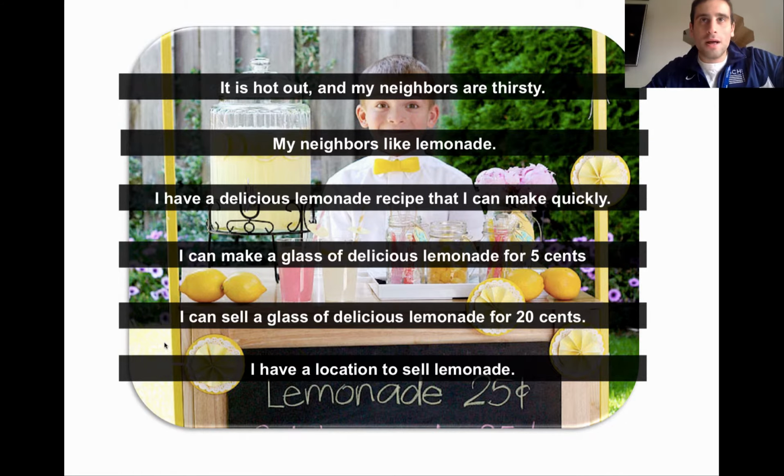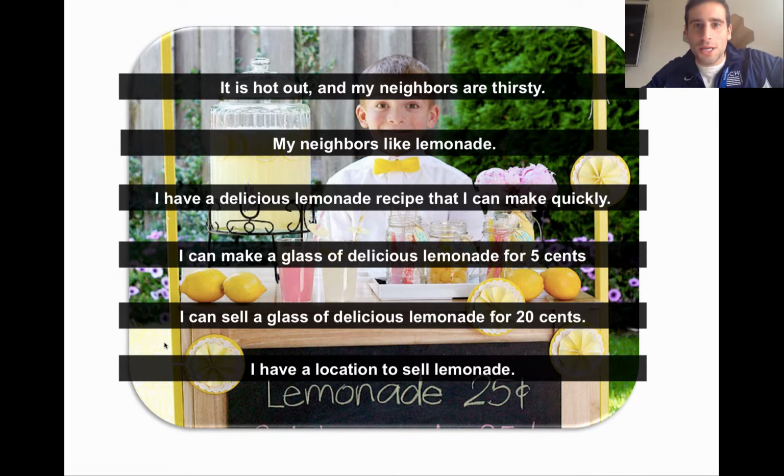How would he test them? Well, it's hot out and my neighbors are thirsty. That's pretty straightforward. Look at the temperature. My neighbors like lemonade. How could he do that? He could go door to door. He could ask his neighbors, do you like lemonade? I have a delicious lemonade recipe that I can make quickly. How could he test that?